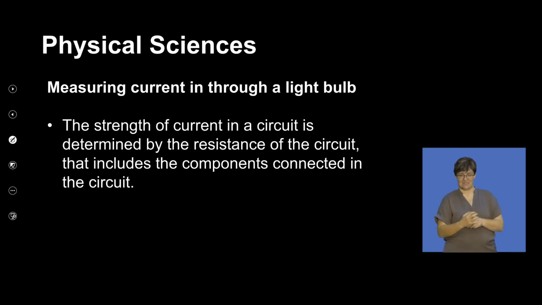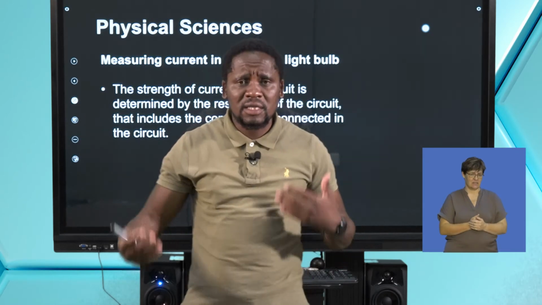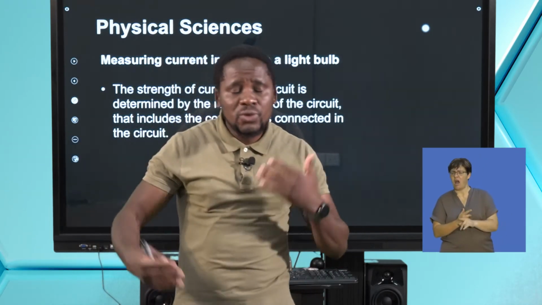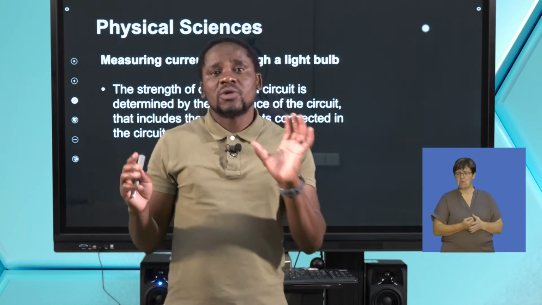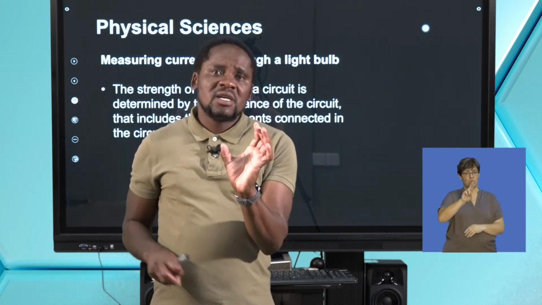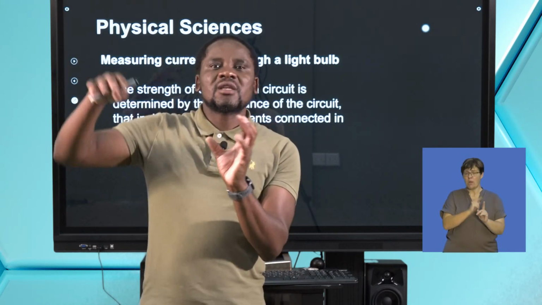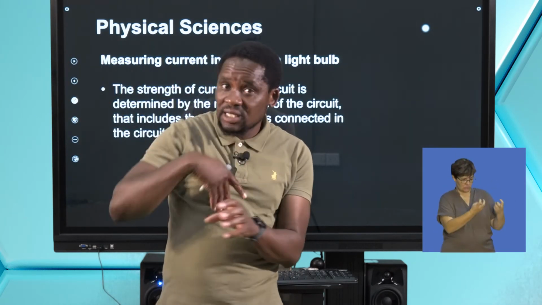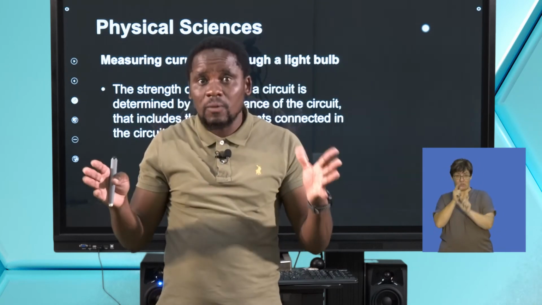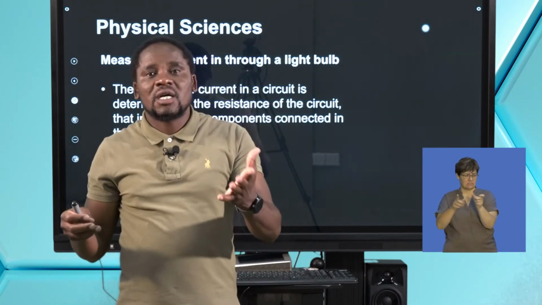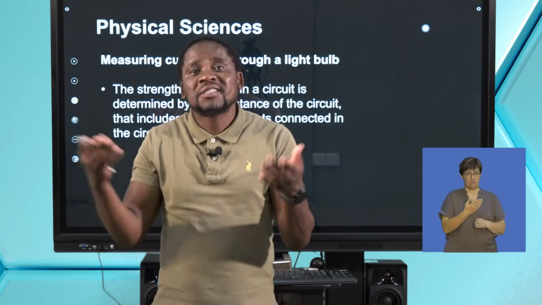Now, the strength of current in a circuit is determined by the resistance of the circuit. The term resistance is starting to come up, and we're starting to use it more often. The word resistance, we would understand in the concept that it has to do with the other devices that are connected in the circuit outside the battery for now. So what are we saying? We are saying that a light bulb offers some resistance.